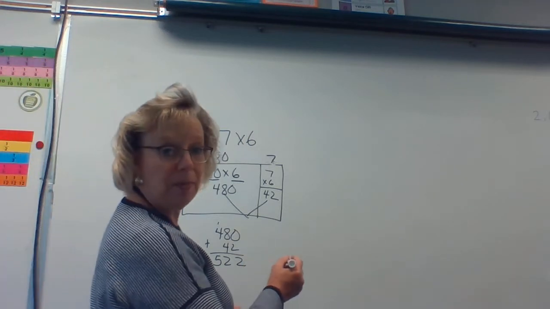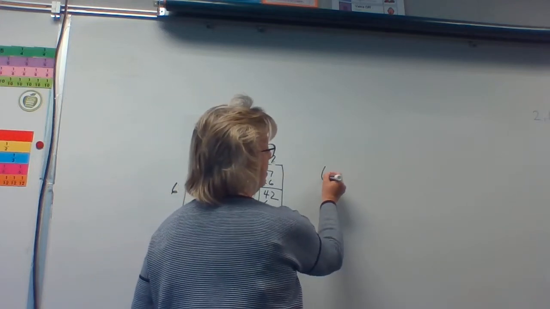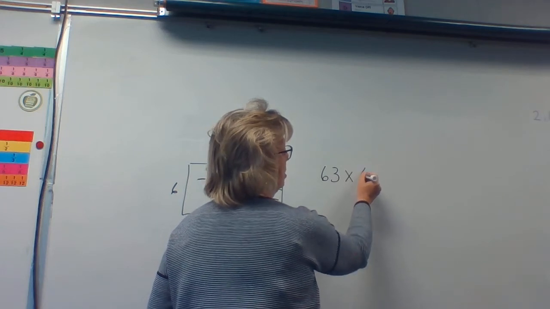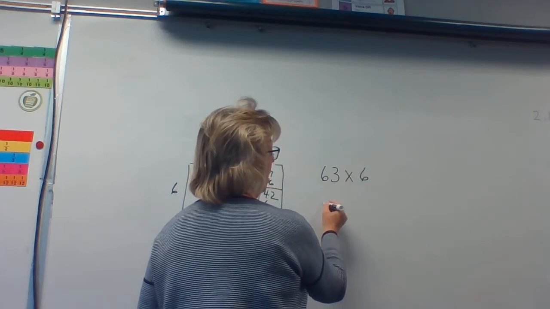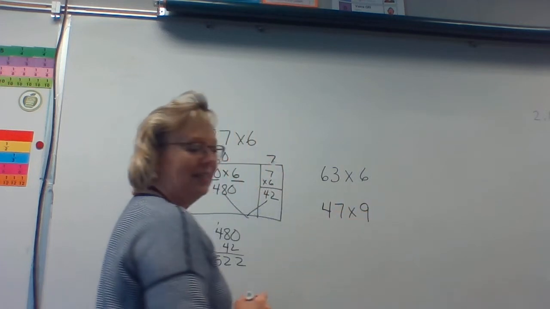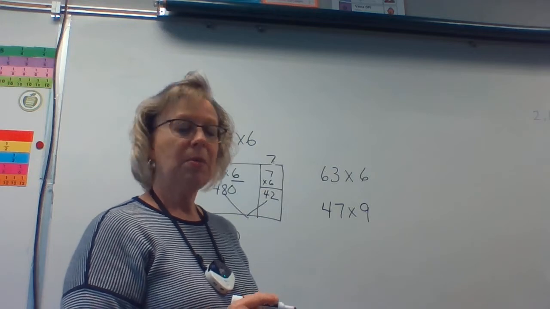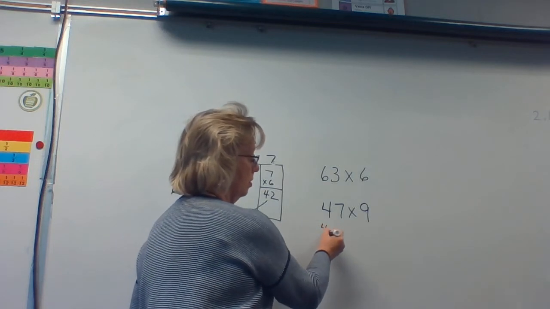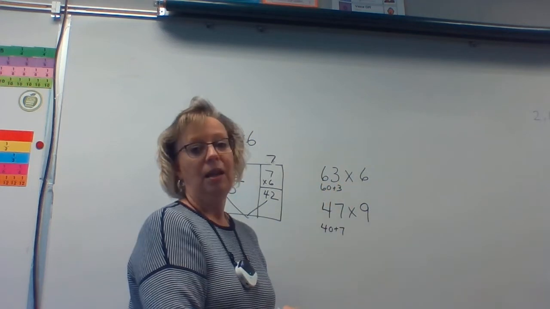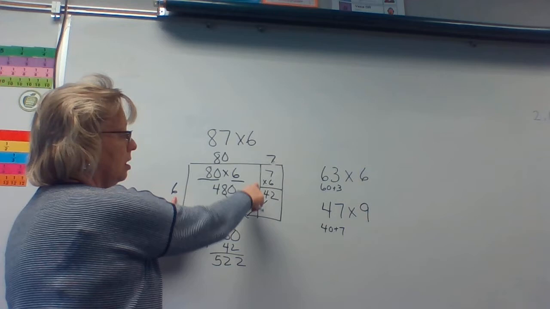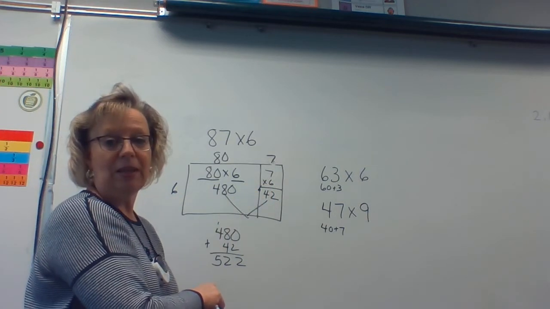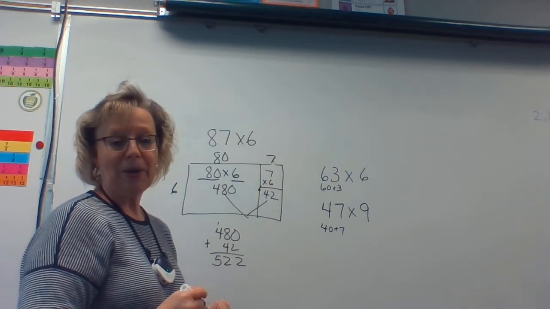If you want a couple more problems to work on, you could try 63 times 6. You could try 47 times 9, okay? Do those on your own. Remember, the biggest thing to do is break apart. This is 40 plus 7. This is 60 plus 3. And remember, this line and this line are always going to be the same dimension. So that's where you get what you're multiplying in your last box, okay?